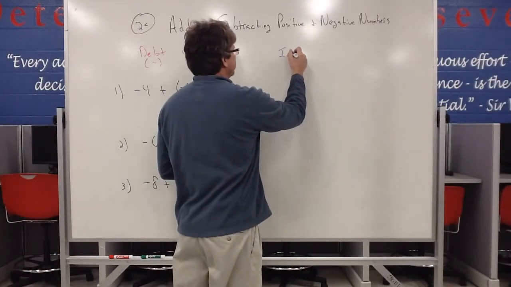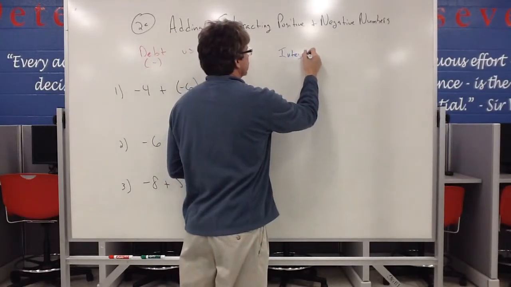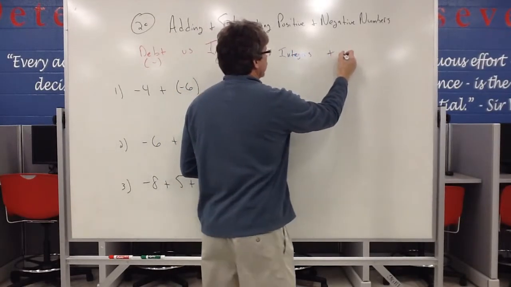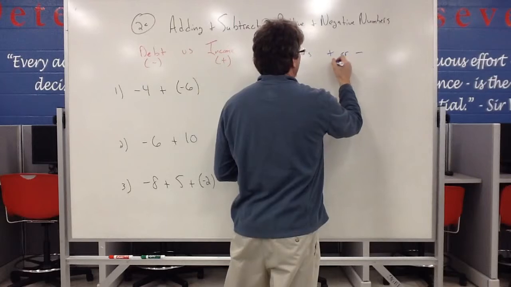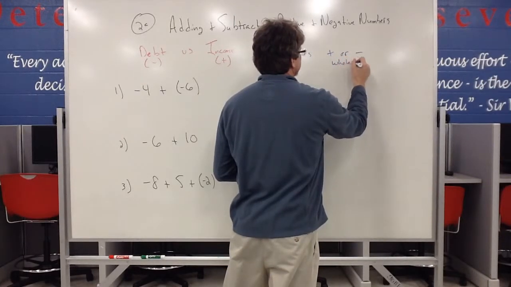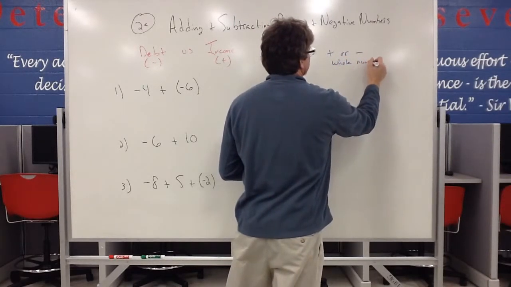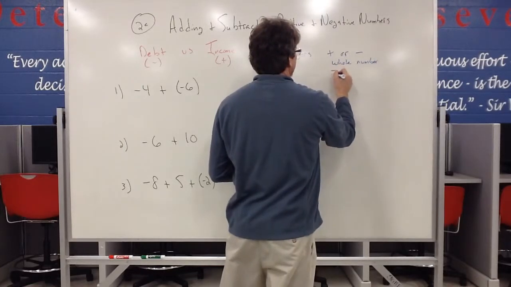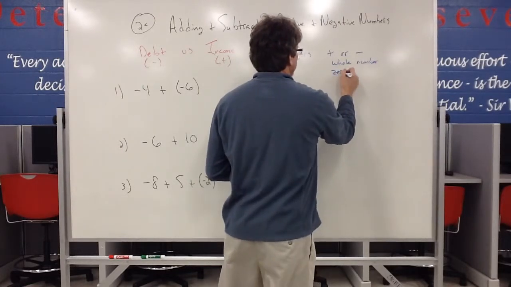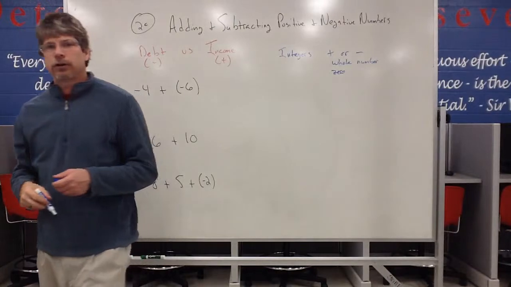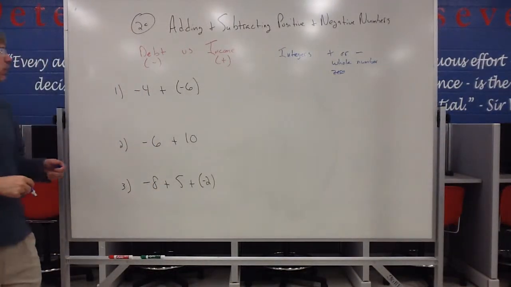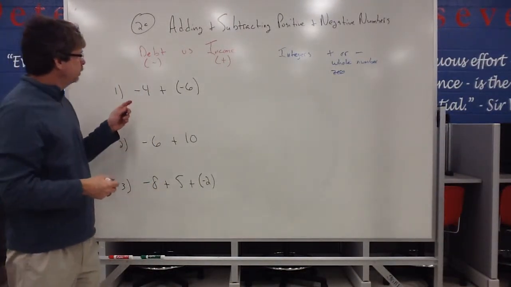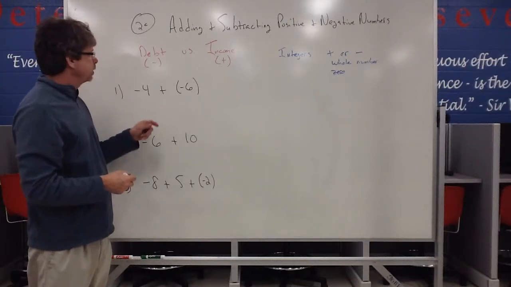Integers are those positive or negative whole numbers. And don't forget about 0. 0 is also there, because remember, 0 is considered neither positive nor negative. So, let's look at adding some integers.